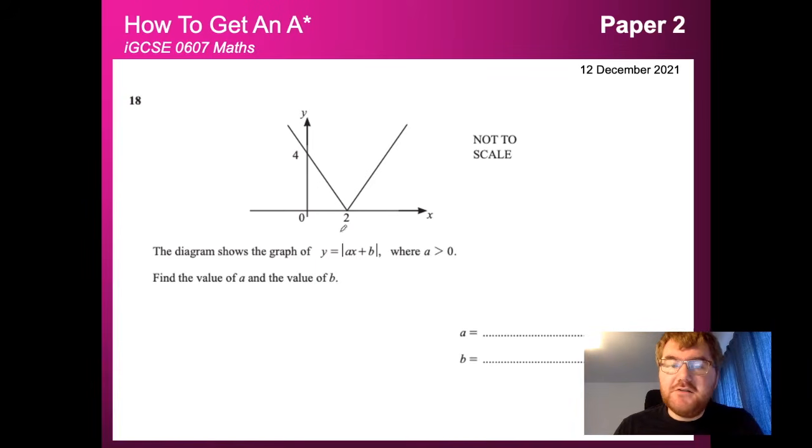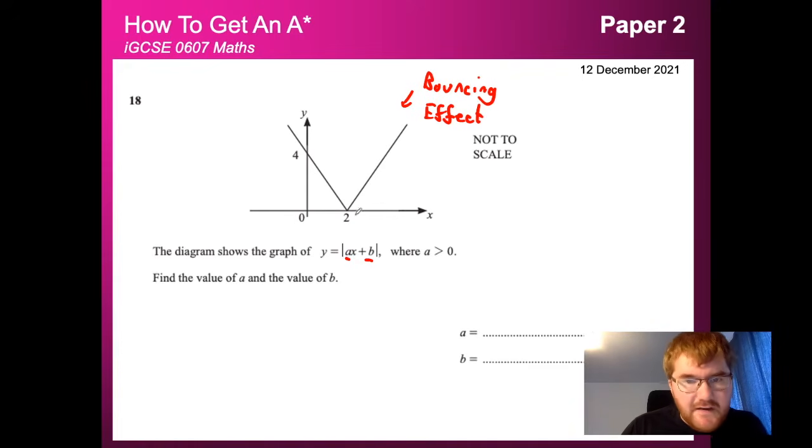So the diagram shows the graph of y equals the modulus of ax plus b, where a is greater than 0. We need to find the values of a and b. So notice it's a modulus function because it has this kind of what I call bouncing effect. So it bounces off the x-axis and then goes upwards. And the way to actually approach these questions is to imagine it doesn't bounce and then see what the equation of that line would be. Okay, so I'll write in bouncing effect because of the modulus part.